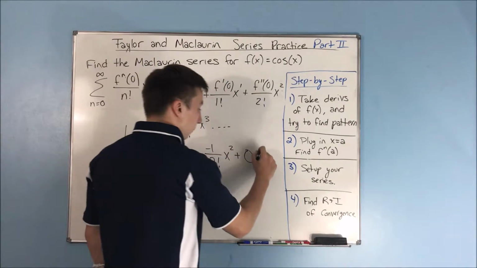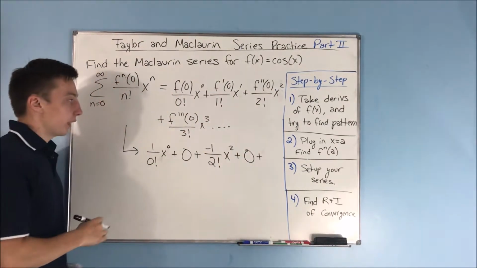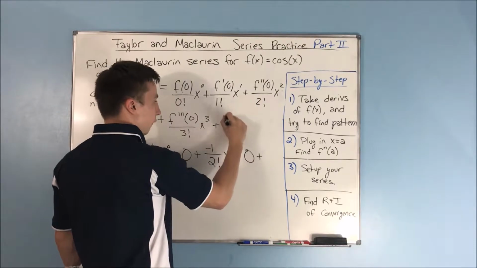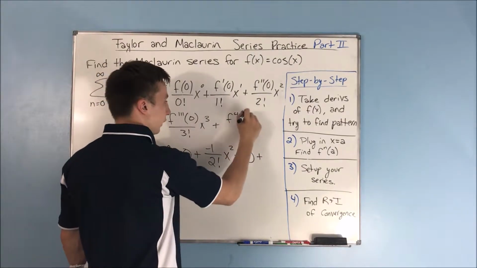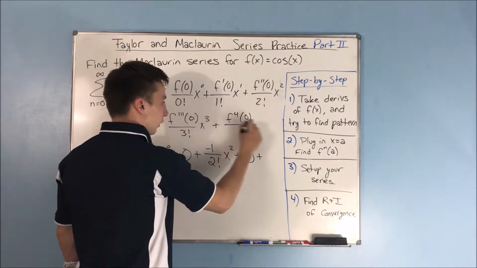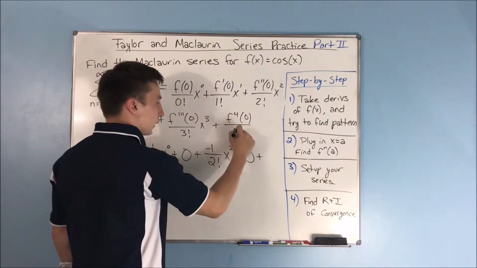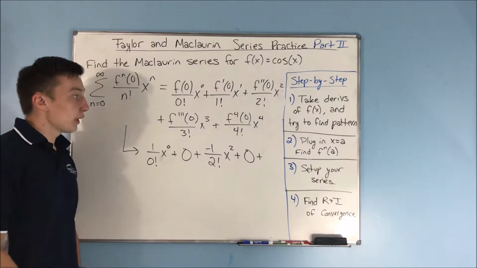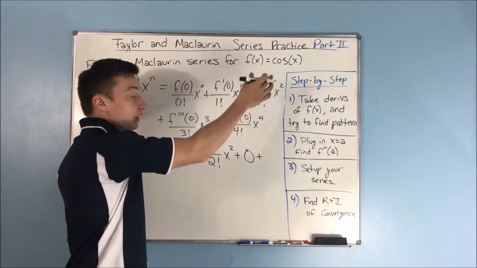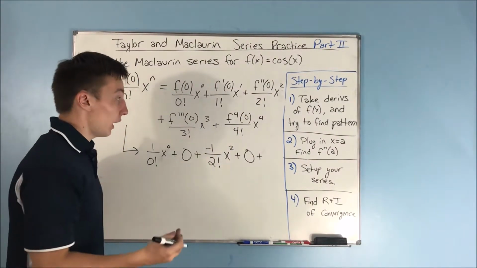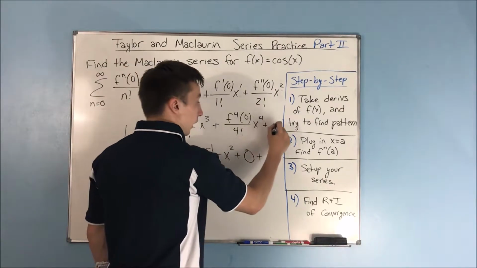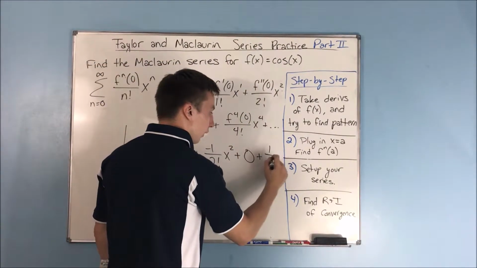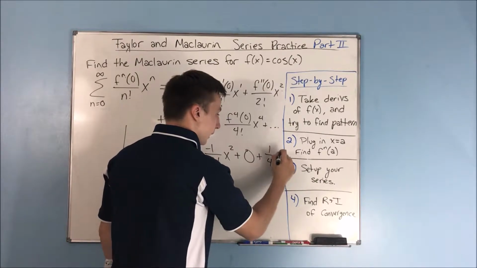And, well, let's talk about the fourth piece right here. Now, I didn't do this fourth piece. It's pretty obvious to see though, this will be the fourth derivative at f of 0. And that will be over 4 factorial and multiplied by x to the fourth. Okay, well, the fourth derivative, that's just going to bring us back to cosine of x. And plugging in our cosine of 0, that's going to be 1. So we're going to have 1 over 4 factorial times x to the fourth.